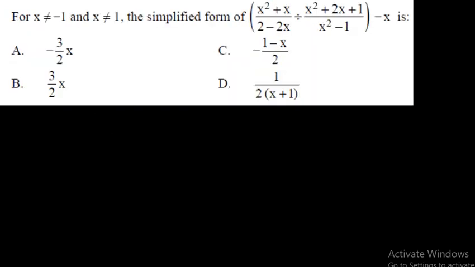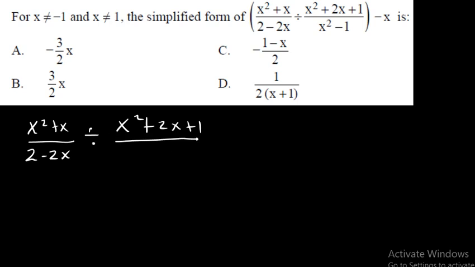The next one: what is the simplified form of (x squared plus x) over (2 minus 2x) divided by (x squared plus 2x plus 1) over (x squared minus 1)? I'm asking this one. So what am I supposed to do first? I have to factorize each of them. The first part, the upper one: x can be taken out and x plus 1 remains.